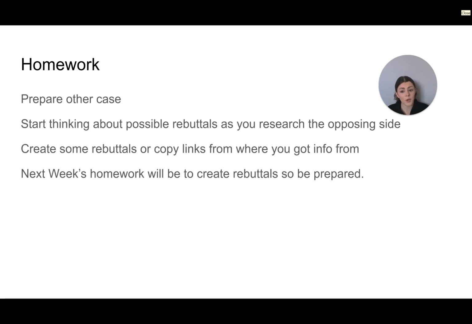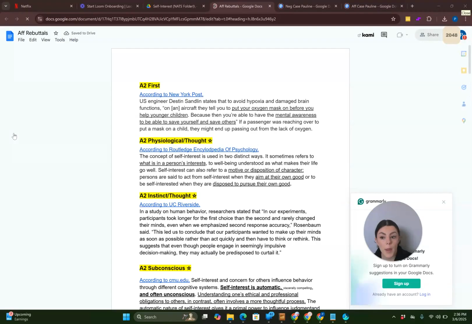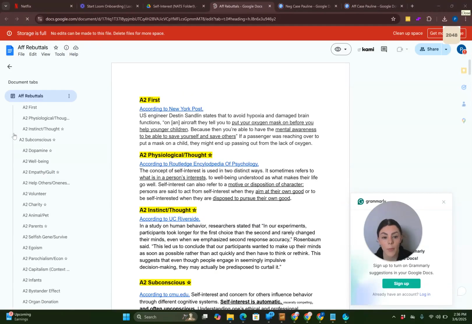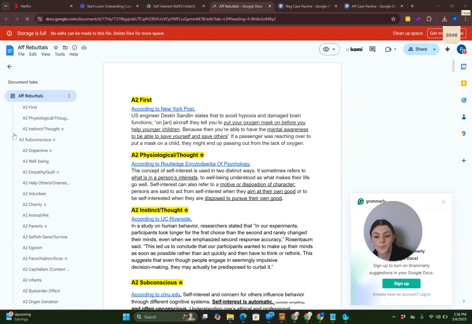It's also important for you when you're creating your cases, because you should be brainstorming all the possible ideas you can do for your case before actually committing to one. So make sure to do that. Now let's go and look at some example rebuttals from when I was competing. Alright, so these are the rebuttals that I went to nationals with when I was competing.